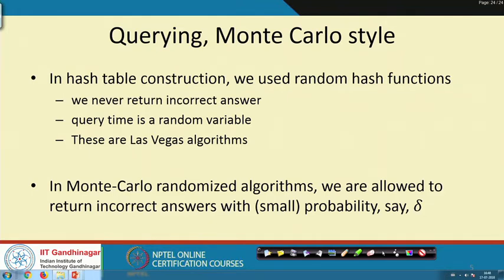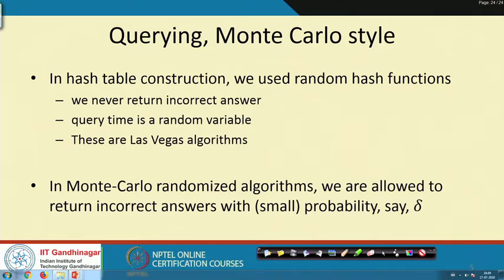So, let us think about what kind of randomization we used in the hash table construction. In the hash table construction, we did use random hash functions. However, these random hash functions, or the algorithms that we created using them, never return an incorrect answer, right, because at the end of it we always say yes or no depending on the comparison of the actual element IDs. Okay. So, the query time is a random variable, because the query time depends on how uniformly the hash function that you have chosen sprays the elements that are there in the array, right.